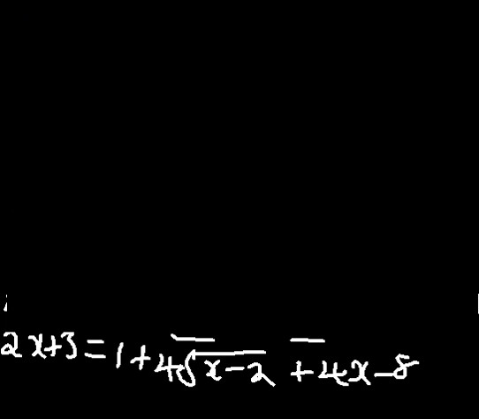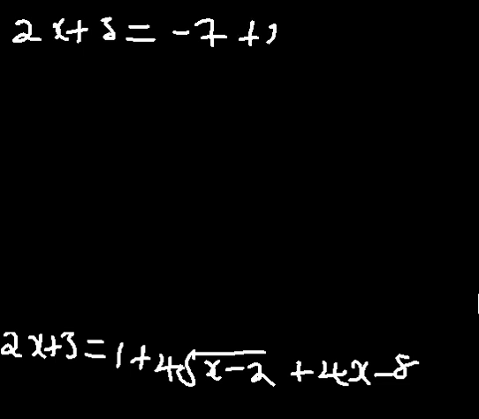Now we'll collect like terms and make any single radical which is available the subject of the formula as well, because the core essence behind this is to eliminate the radicals. So in this case we'll have 1 minus 8, which is given as negative 7. So we have 2x plus 3 is equal to negative 7, plus 4 times the square root of x minus 2, and that plus 4x.